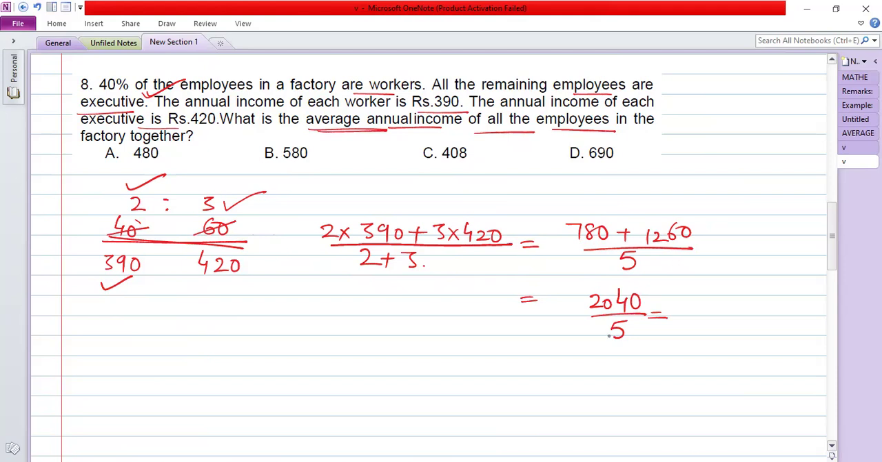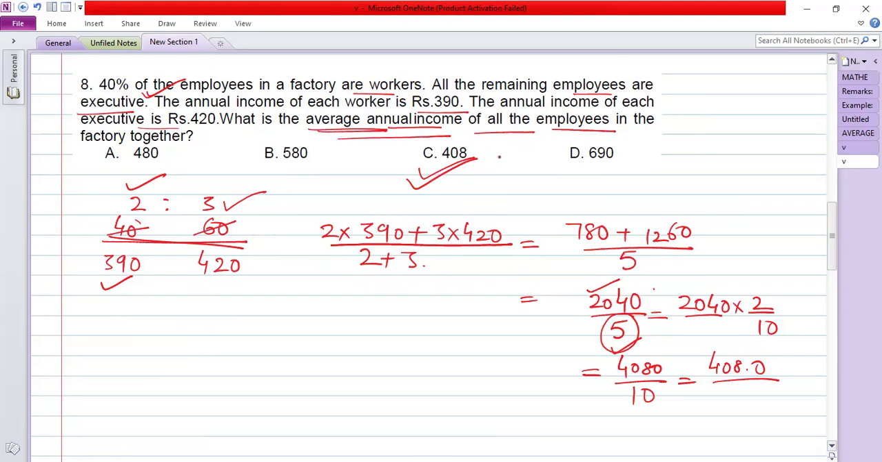So how do we divide a number by 5? Actually, we can write 5 as 10 by 2. So we will just double the numerator, that will be 4080, and then divide by 10. And when we do so, we will get 408.0. This means option C is correct. This 408 is the average annual income of all the employees of that particular factory.